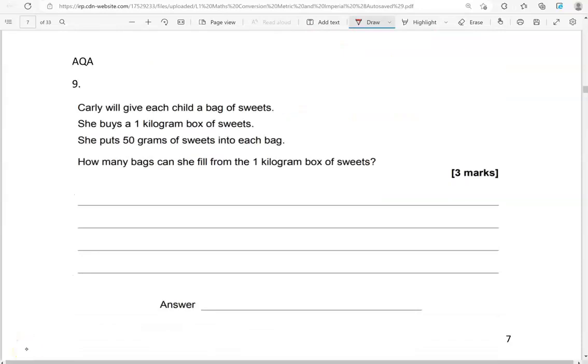Carly will give each child a bag of sweets. She buys a 1 kilogram box of sweets. She puts 50 grams of sweets into each bag. How many bags can she fill from the 1 kilogram box of sweets?